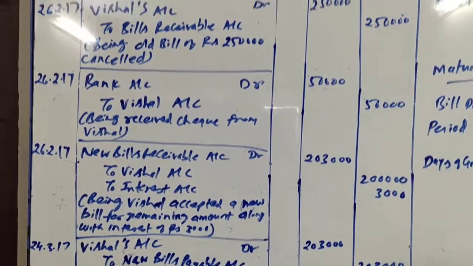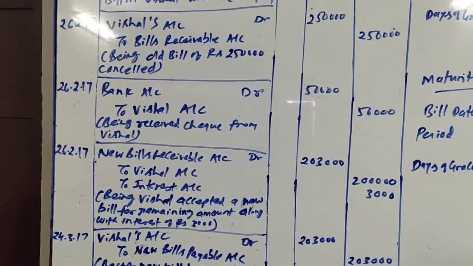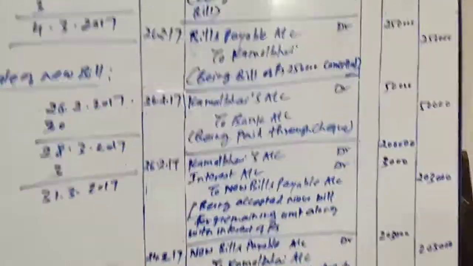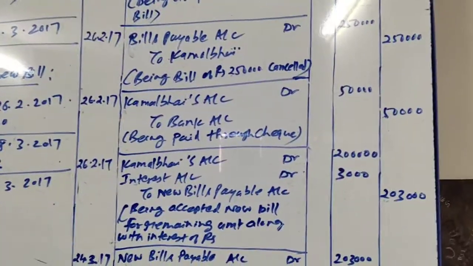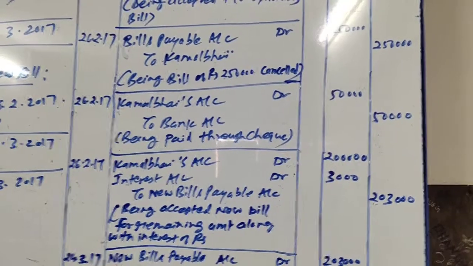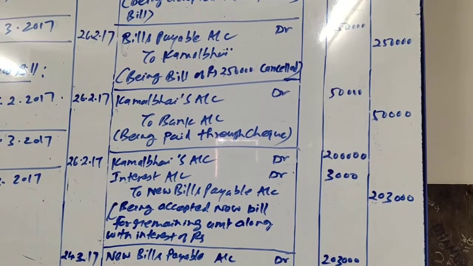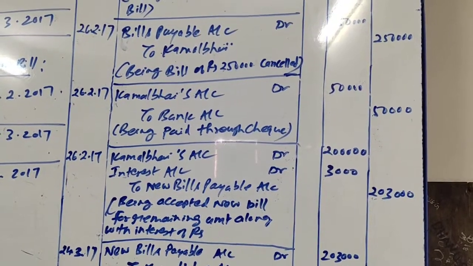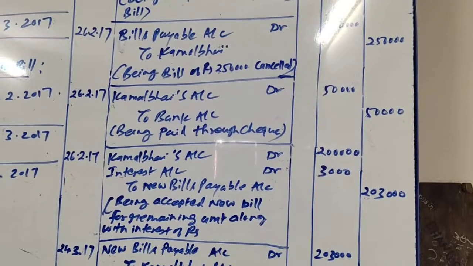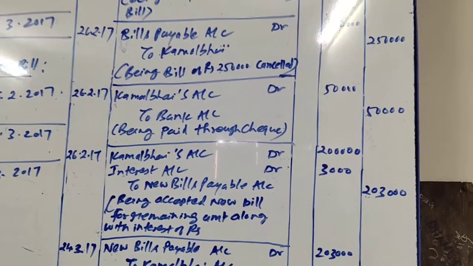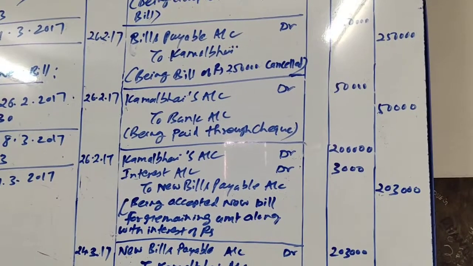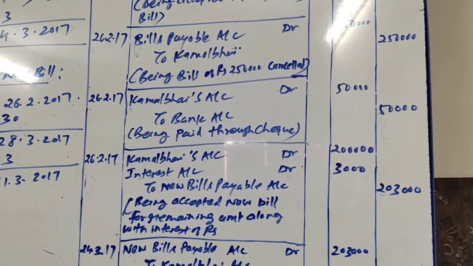Now let us see how these three entries are passed in the books of drawee, that is Vishal. So here it is. These three entries. Number 1, to cancel the bill on 26/2/2017, bills payable account debit to Kamal Bhai account, being bill of 2,50,000 is cancelled. Then 50,000 check is given to Kamal Bhai. So for that, the entry will be Kamal Bhai's account debit to bank account, being paid through check rupees 50,000.